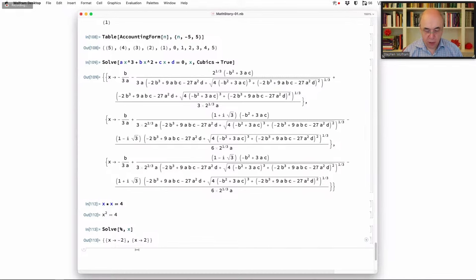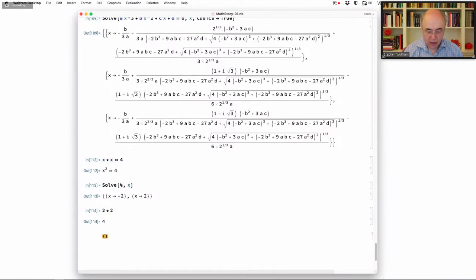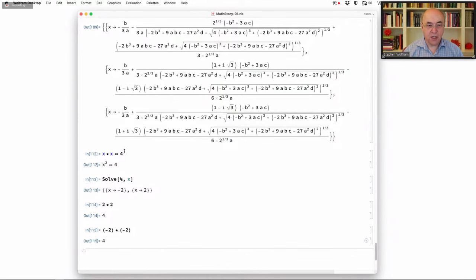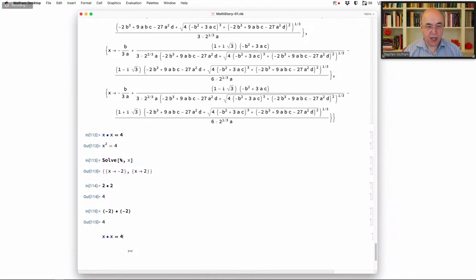The results are either 2, 2 times 2 is 4, great, or minus 2 times minus 2, which is also equal to 4. But now the question is, what happens if x times x is equal to minus 4? What value of x? It's kind of the same thing that Pythagoras ran into. What rational number gives me a 2 when I multiply it by itself, the square root of 2? What number gives me minus 4 when I multiply it by itself?